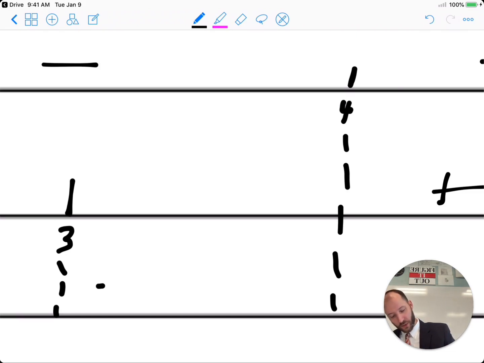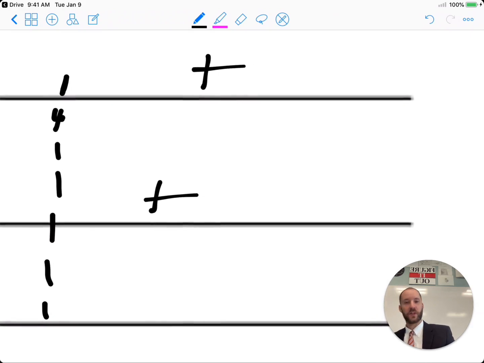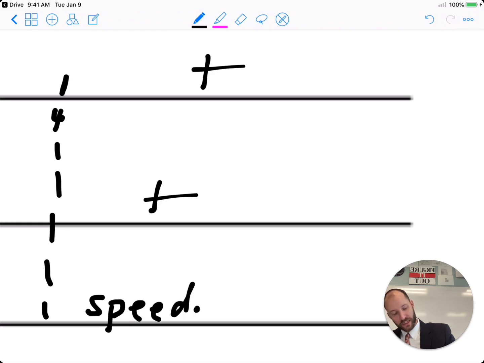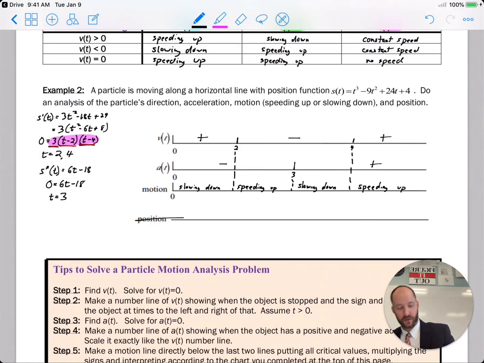So we are slowing down again. And now the object, being met with resistance, the resistance overcomes the velocity and is now pushing it up, and the object is moving up. So the object is speeding back up. And position, we won't worry about that for now.